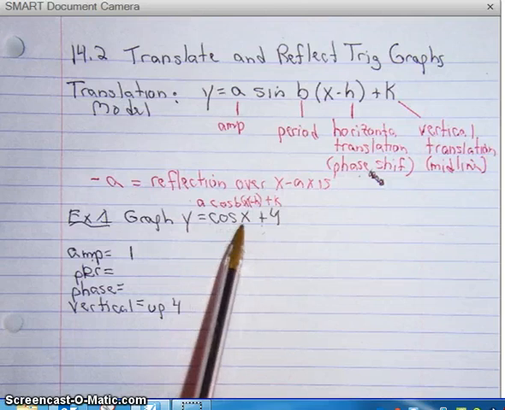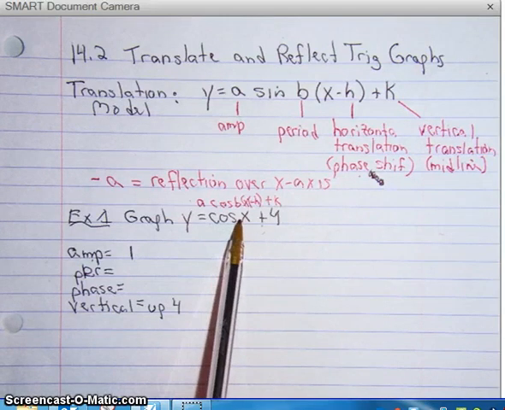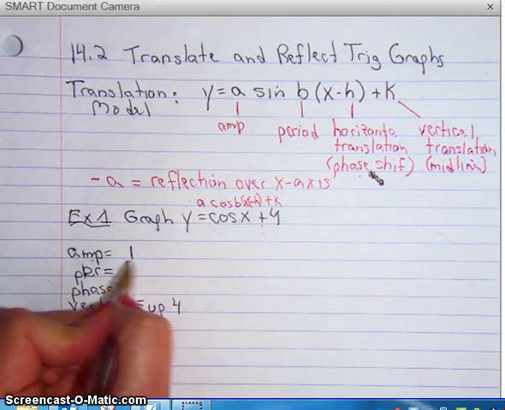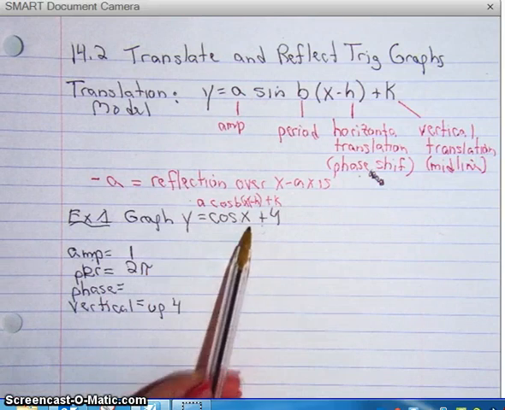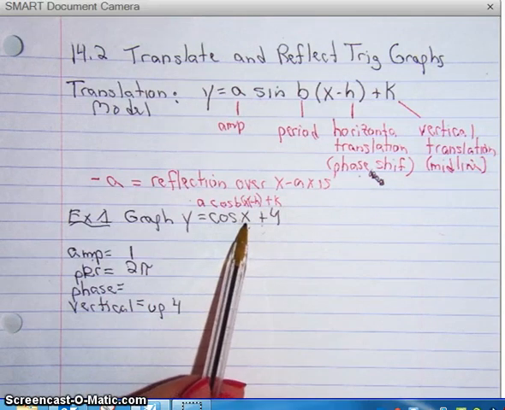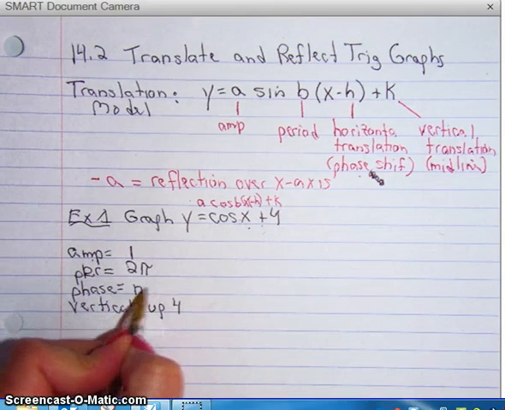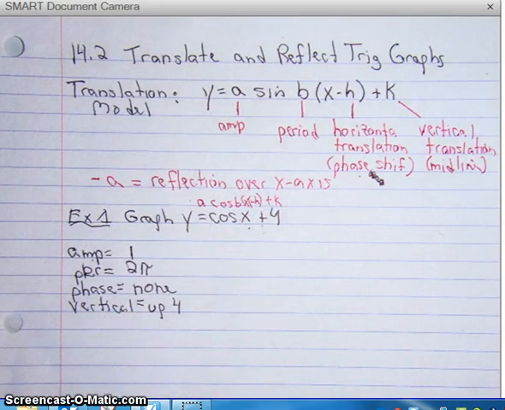Okay. Period. If there was a b number in front of x, the period would change. There isn't, Drew, so what's the normal period for cosine? 2 pi? Yep. Okay. Phase shift would be in parentheses with x. There's nothing in parentheses with x, so we're not doing any kind of horizontal shift, so that one is none.